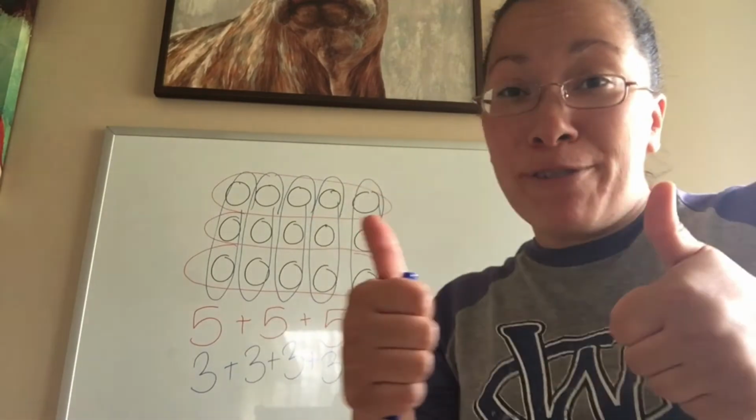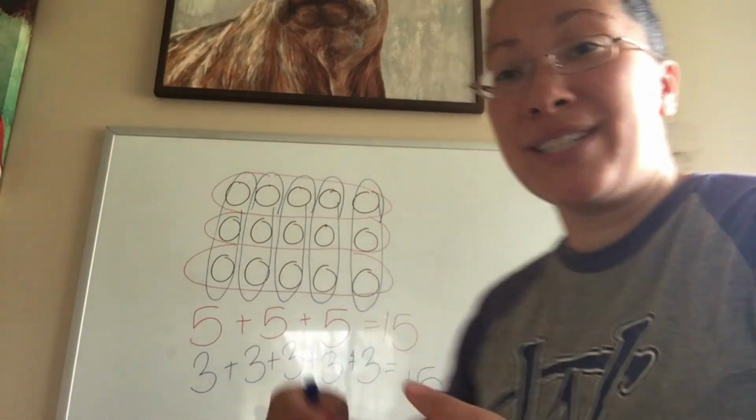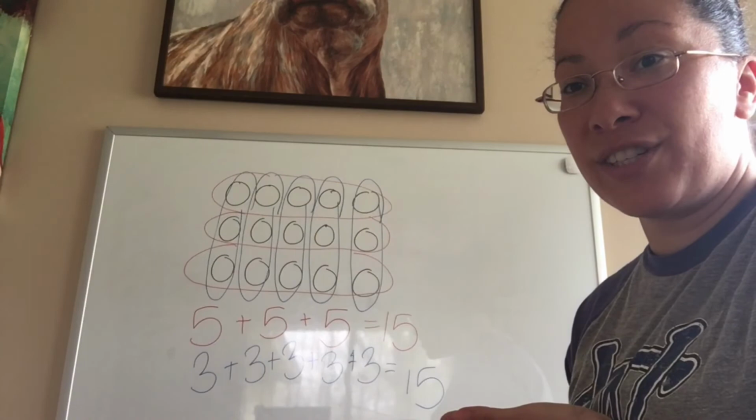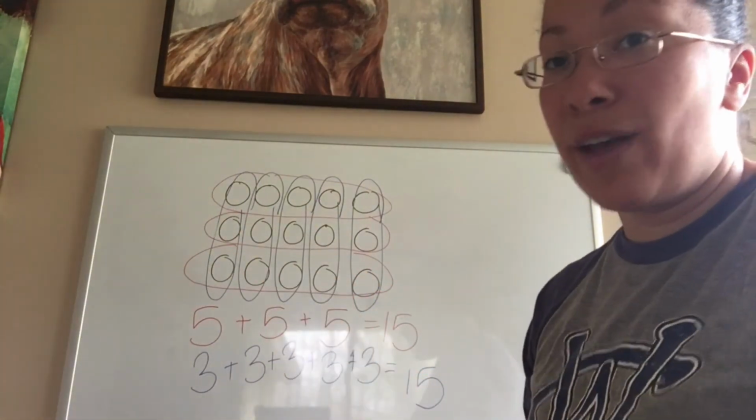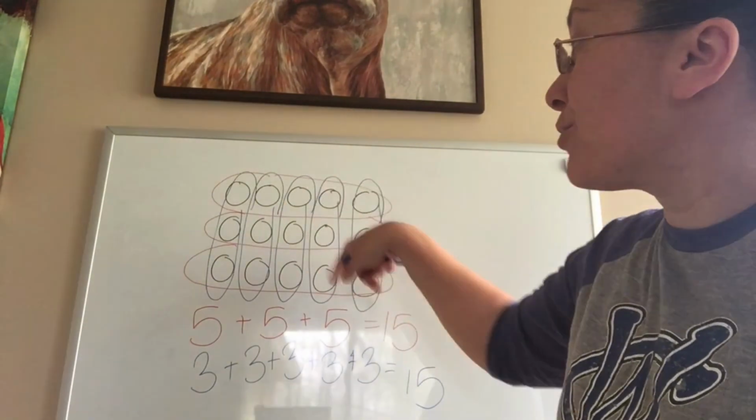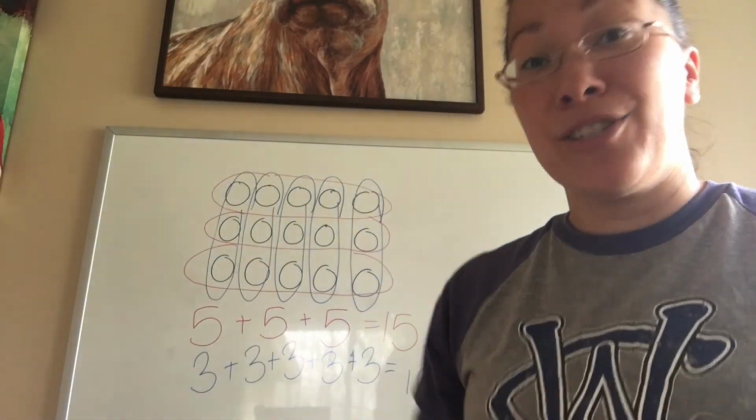Okay? So hopefully this helped you a little bit more. You can see how we have 2 repeated addition sentences. We have my rows, 5 plus 5 plus 5 is 15, and then we have my columns, 3 plus 3 plus 3 plus 3 plus 3 is also 15. So hopefully this helped you.